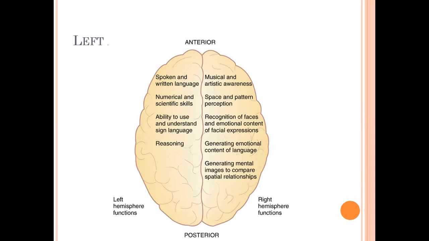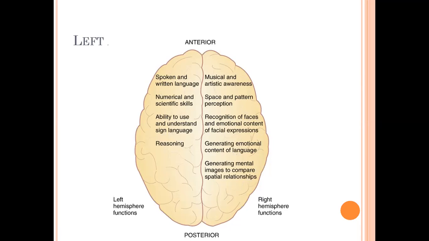The right side of the brain is responsible for music and artistic awareness, space and pattern perception, recognition of faces and emotional content of facial expressions, like reading how someone feels, generating emotional content of language, generating mental images to compare spatial relationships. So, if someone is good at drawing, their right side of the brain may be more in control or more developed. They can look at things and judge how big it is and how big to make it on a drawing or something like that.